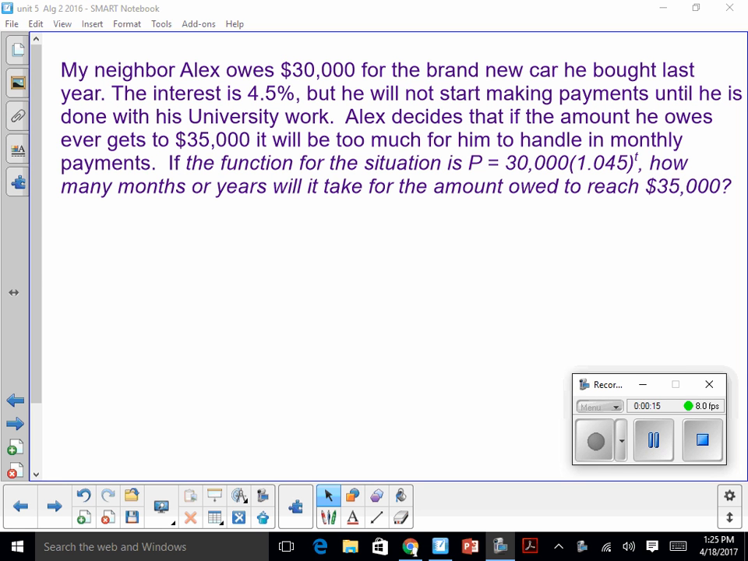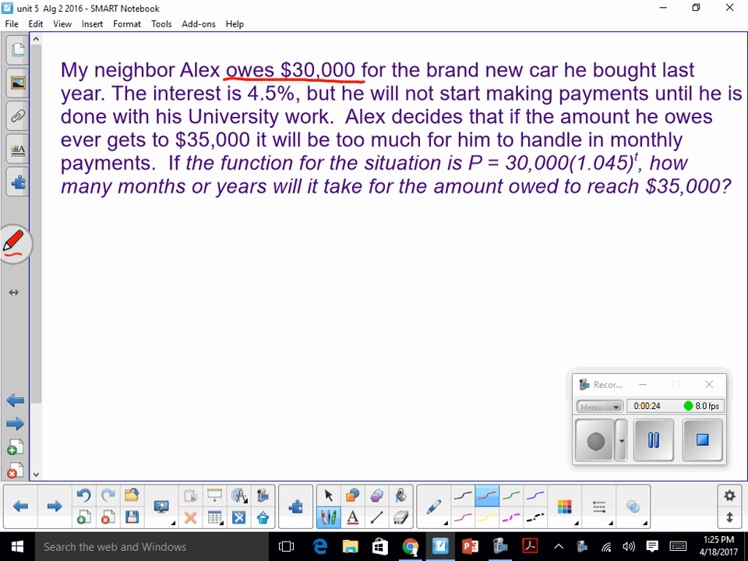In any case, hey, my neighbor, get ready to highlight. Grab a highlighter if you don't have one there. My neighbor owes 30,000. This owes 30,000 is actually going to wind up being important in some of the earlier problems. So I'm going backwards.